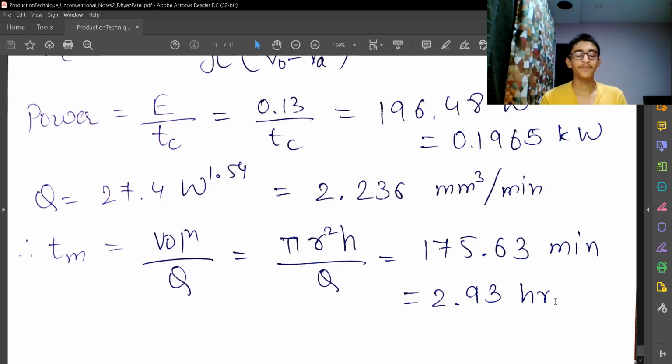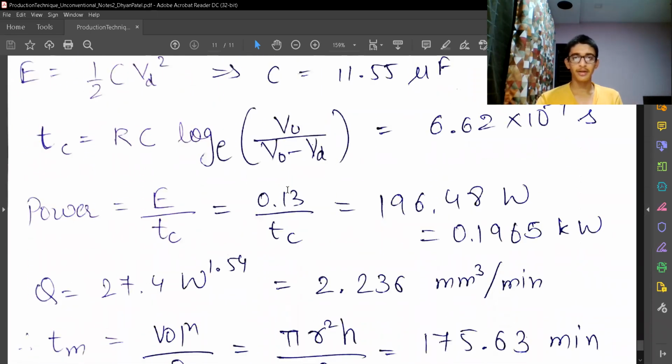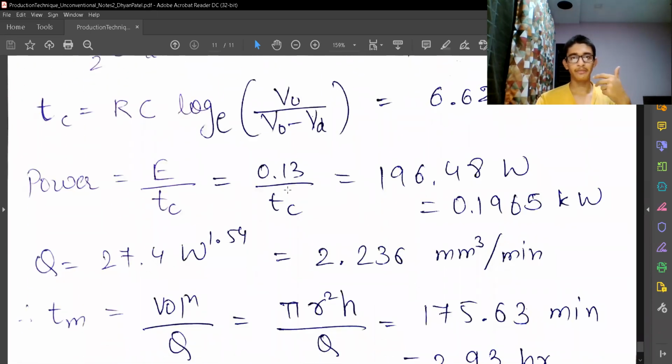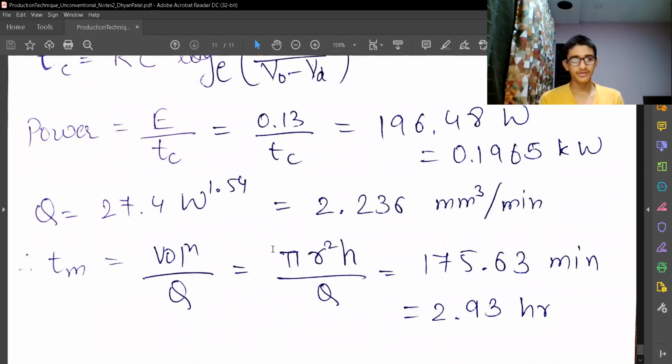So we can see that for a small material removal of only a 10 mm diameter hole and thickness of 5 mm, we can do this by a drilling operation on our conventional machine in a very small amount of time, in 5 or 10 minutes only. But the same process is taking around 3 hours, and hence a very high amount of energy also, to do this machining on electro discharge machining equipment. That's the main observation you should make.